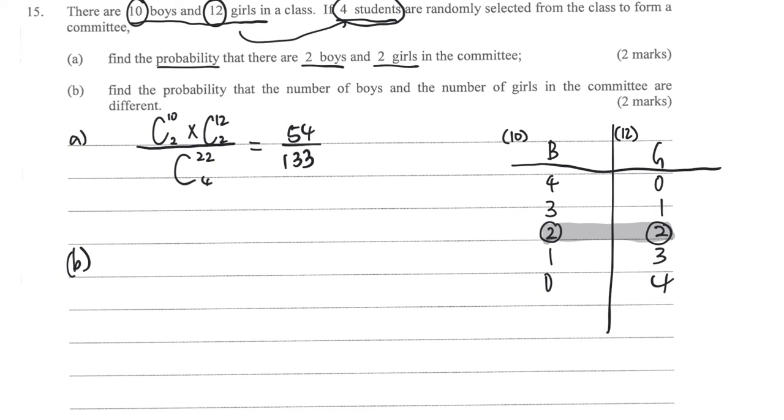And then for part B, they want the probability now that the number of boys and the number of girls in the committee are different. So we had 5 possibilities before. If you look at them, all the others, except the answer in part A, the 2 and 2, are different. 4 boys, 0 girls, not the same. 3 boys, 1 girl, not the same. 1 boy, 3 girls, not the same. And then 0 boys, 4 girls, not the same. So these 4 other possibilities are what we satisfy for B.